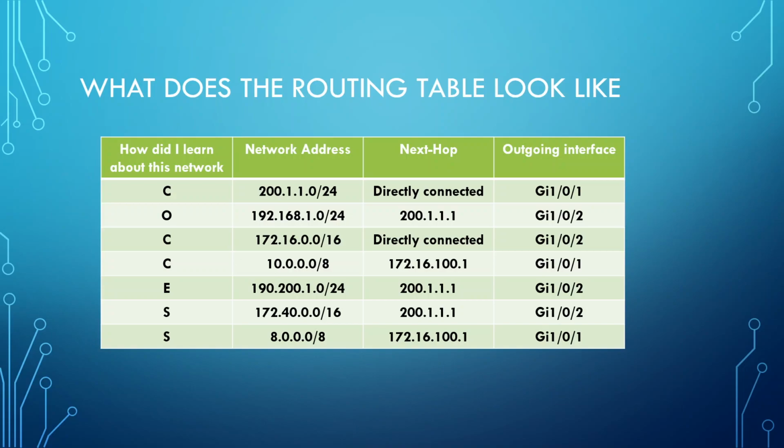So the subnet mask is, again, a very important part of networking. The subnet mask is essentially just a bunch of binary ones followed by a bunch of binary zeros.